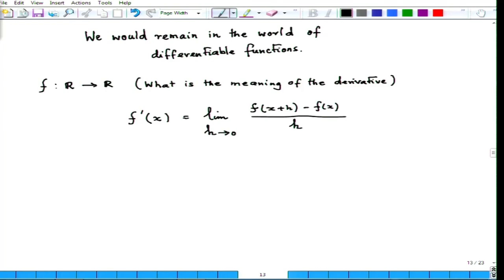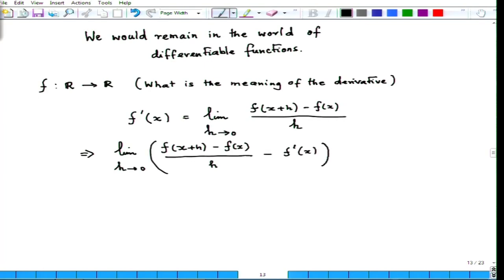What more information can I have from here? The more information that I can have from here is as follows. See, f dash x does not really depend on h, this is free of h. So I can write the whole thing as follows. I hope you agree with this writing. So once you do that, this would actually come down to doing some computations here.